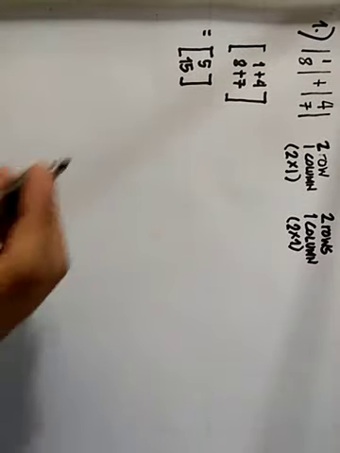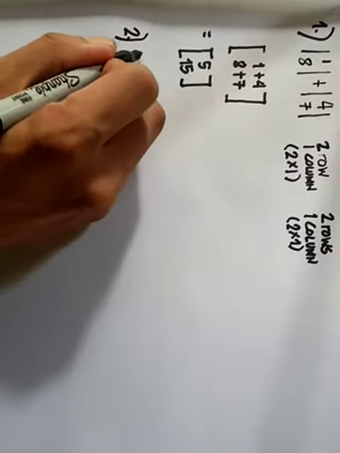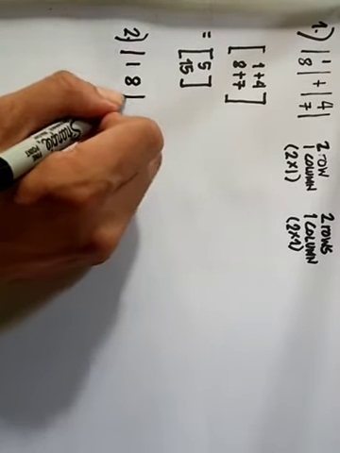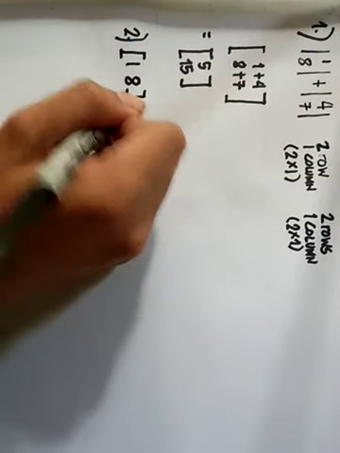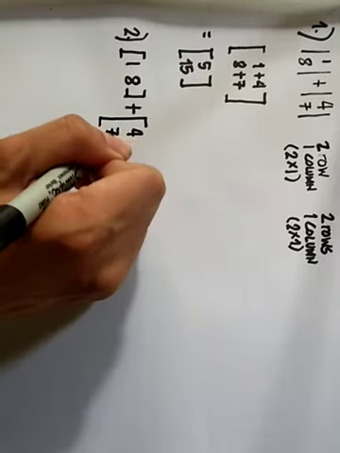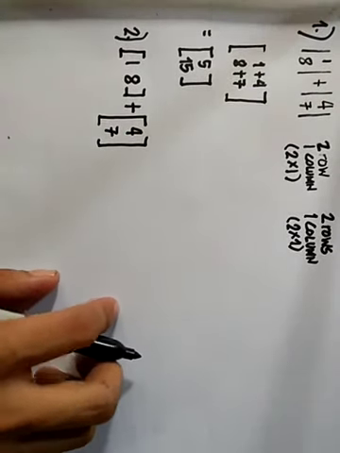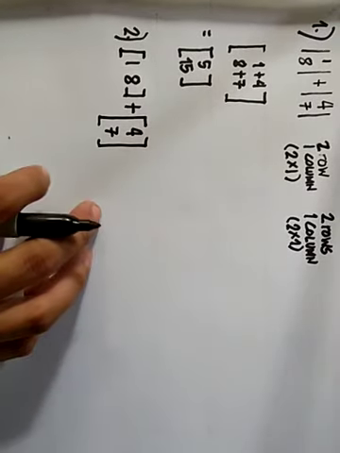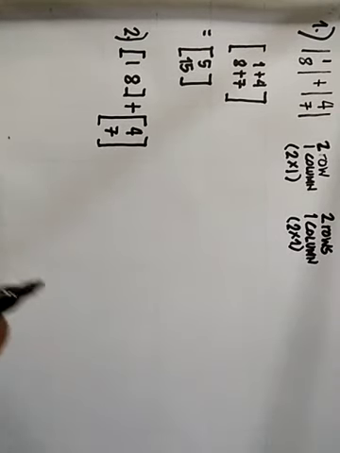Let's have example number 2. So what if meron tayong na ang matrix natin is 1, 8 plus 4, 7. So ngayon, i-determine natin kung ilan yung row ng 1, 8, yung order ng 1, 8 natin, yung first matrix natin, and then yung order na ating second matrix.